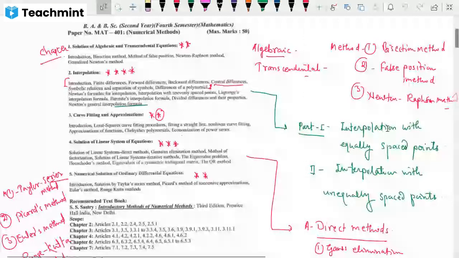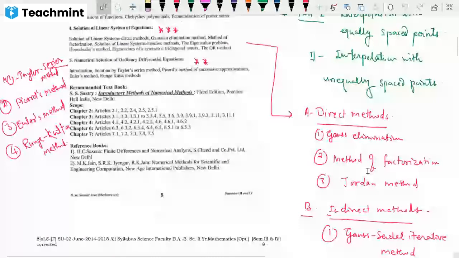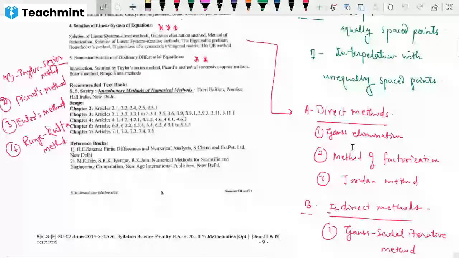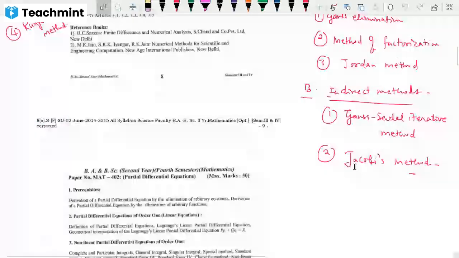In that we will see many methods to solve systems of linear equations, the direct methods and indirect methods. We have already seen it here in short. In the chapter we will see 3 direct methods, that is Gauss elimination method, Jordan method, and method of factorization, also called LU factorization method. In indirect methods, you will see Gauss-Seidel iterative method and Jacobi's method. That is chapter number 4.